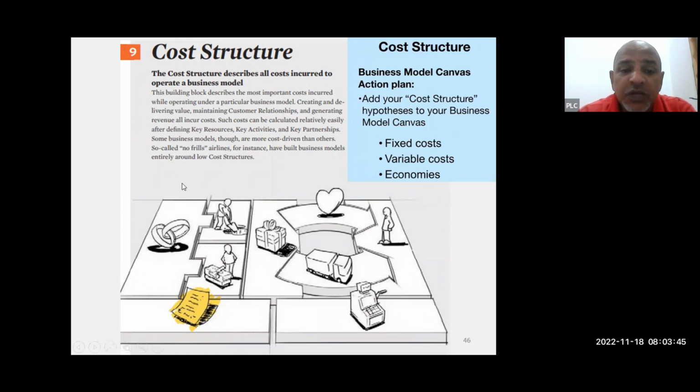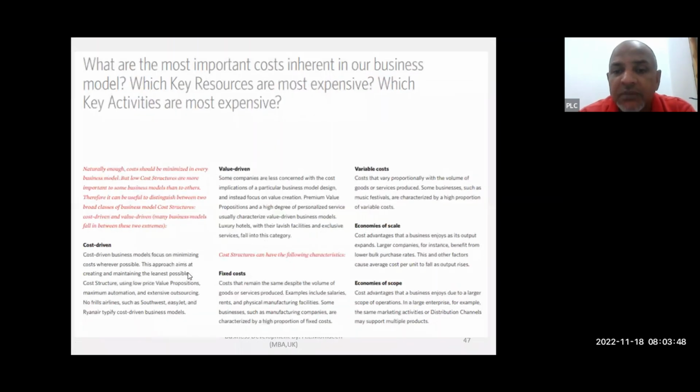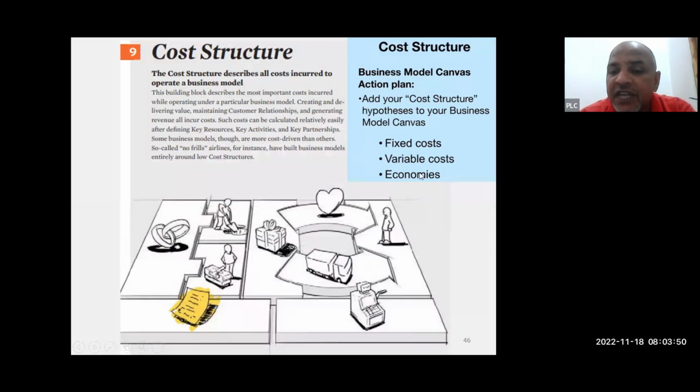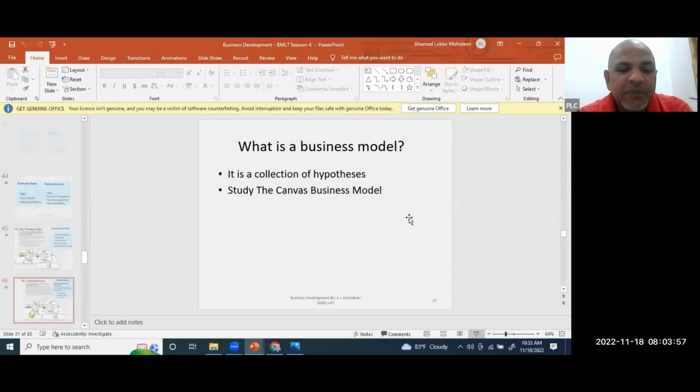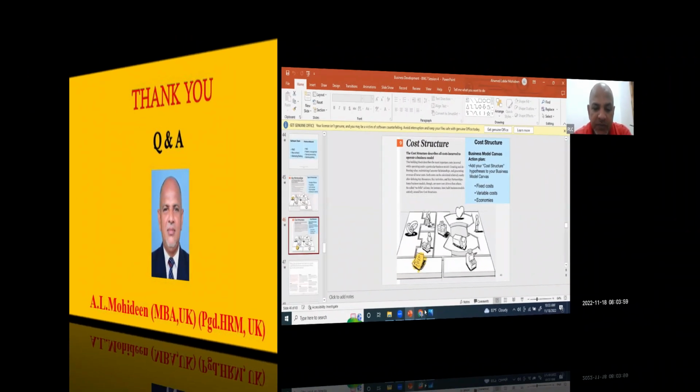If you want to reduce your cost structure, you have to think about your fixed cost and variable cost and economies of scale. These things are there. So this is what you are going to think about in the development stage.